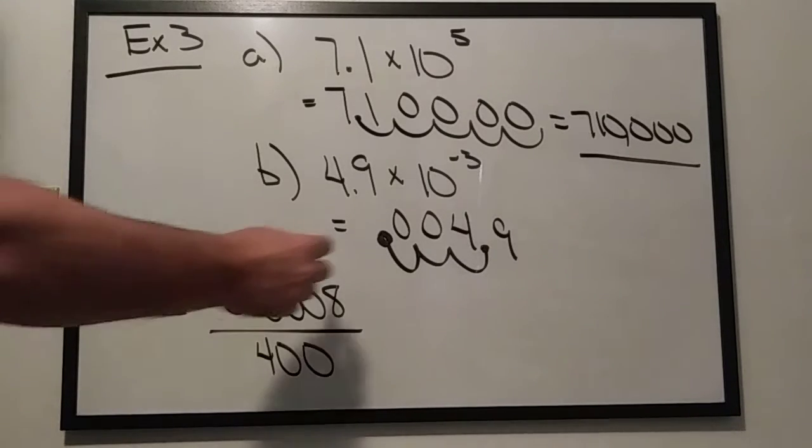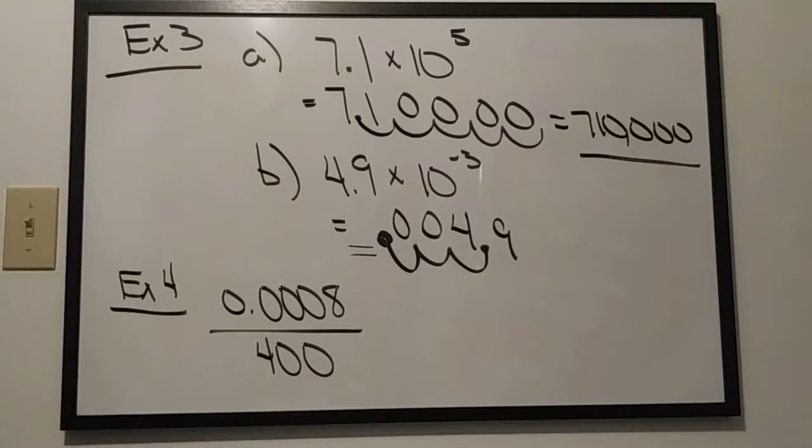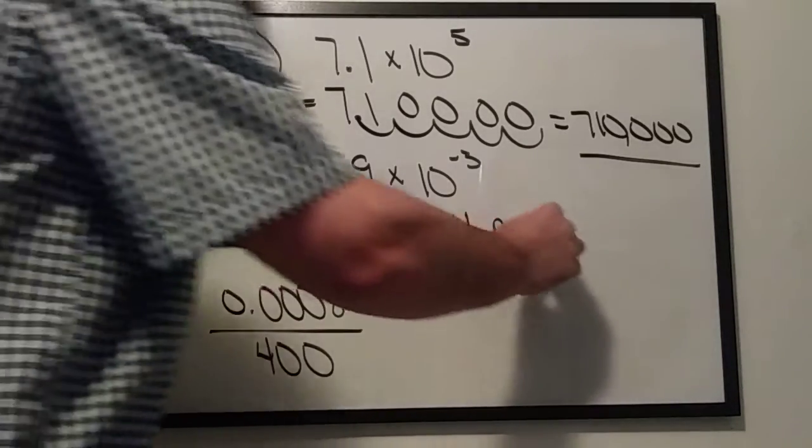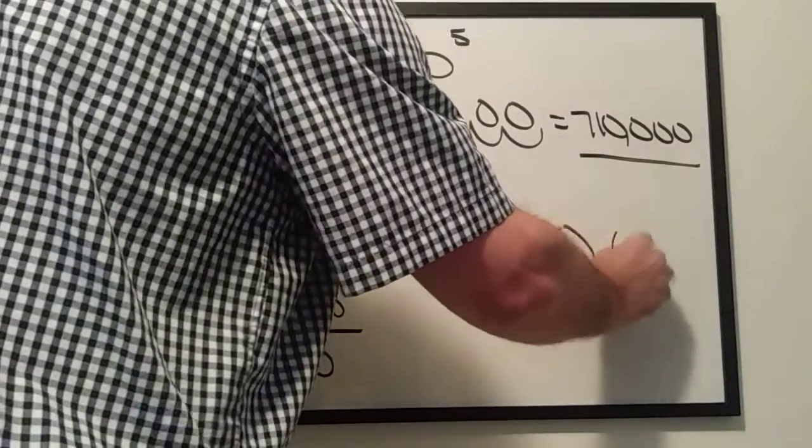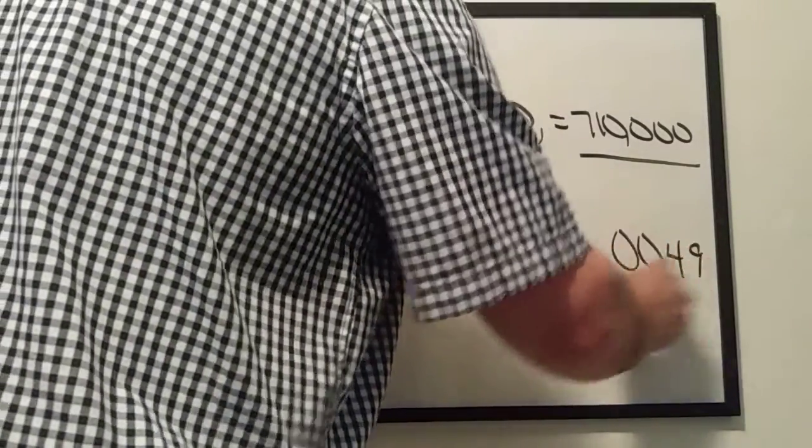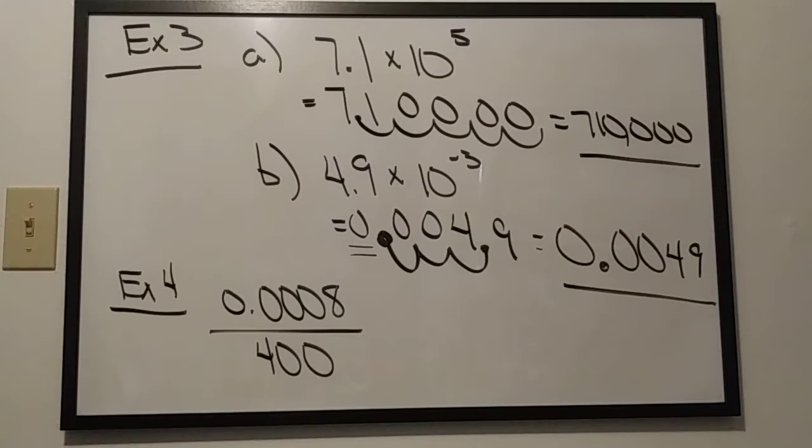Now personally, I also like to put in that 0 in the front just to make sure that the decimal doesn't get lost. So I'm going to put the 0 here as well. So we have 0.0049. And there's our answer for that one.